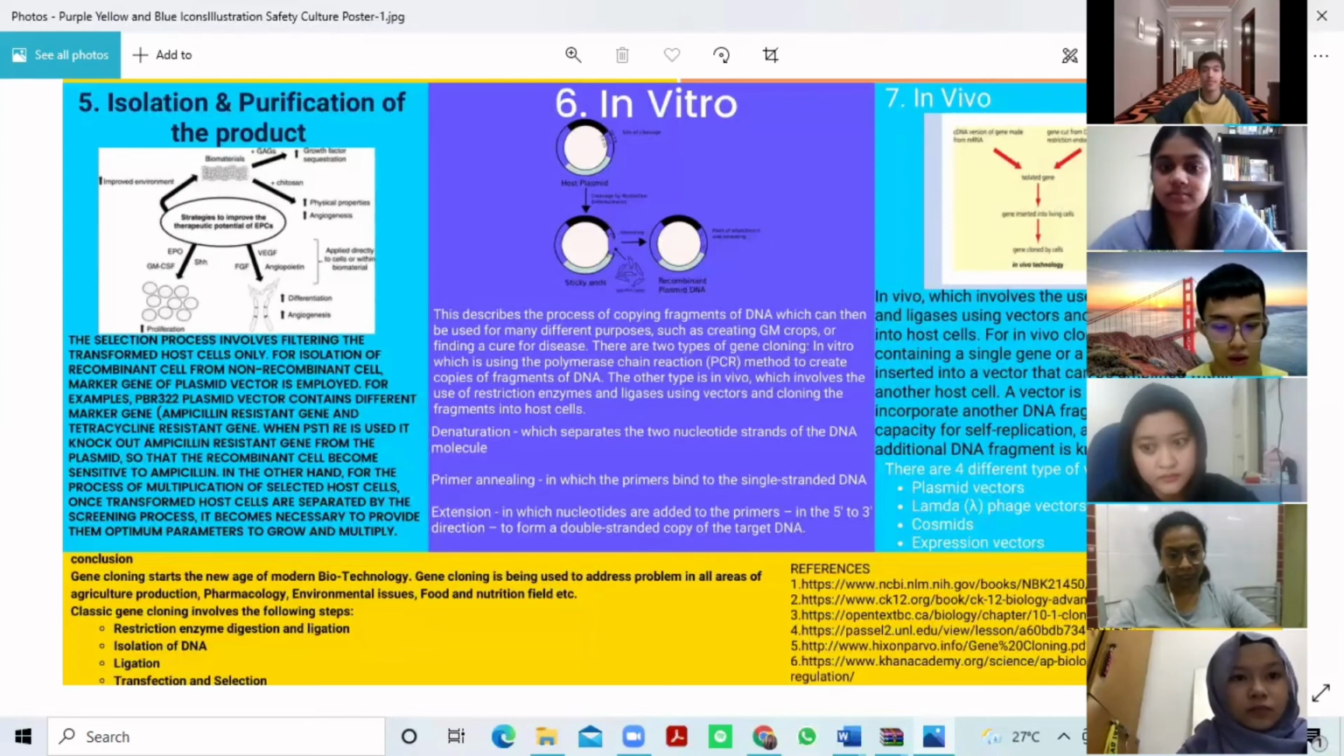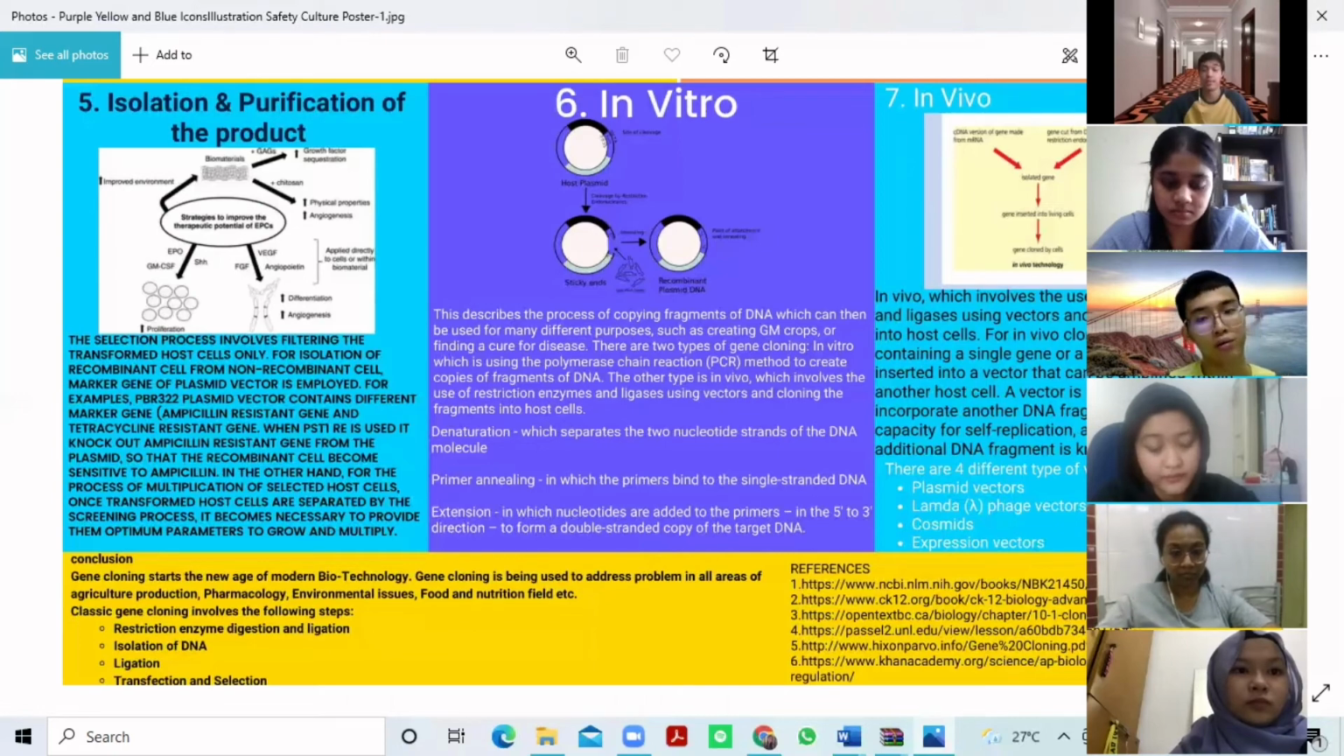Each cycle takes a few minutes, and repeated cycles can produce large amounts of a specific DNA sequence in a matter of hours rather than days. However, this cloning method does require knowledge of some details about the nucleotide sequence to be copied, and the technique is very sensitive to small amounts of contamination.